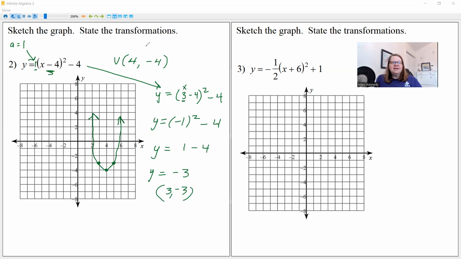So now stating the transformations. Well, the transformations are based on what's called a parent function, which would be y equals x squared. And think about a parent function at y equals x squared is just right here at the origin, and it's opening up something like this.